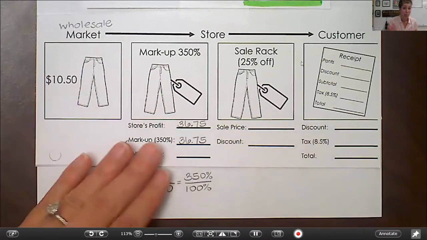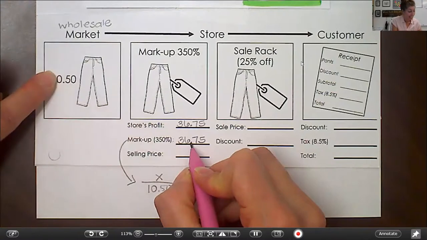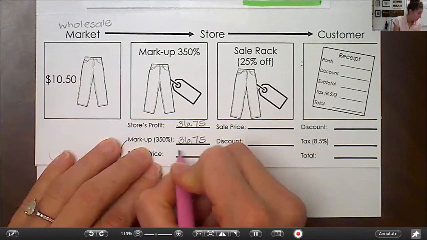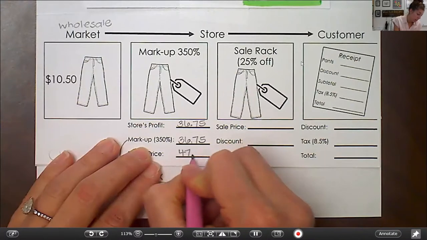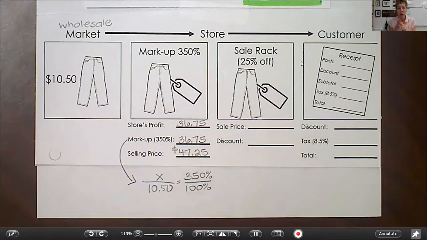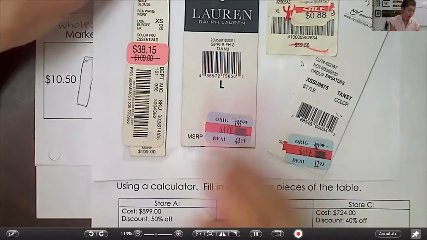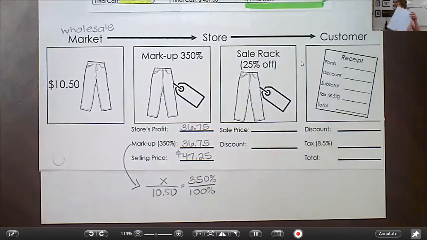So for us, the price tag we see is with those added together, the store cost plus their profit, giving us $47.25. That's what we would see on the tag that we get from the store, right? And then it goes on sale, okay?